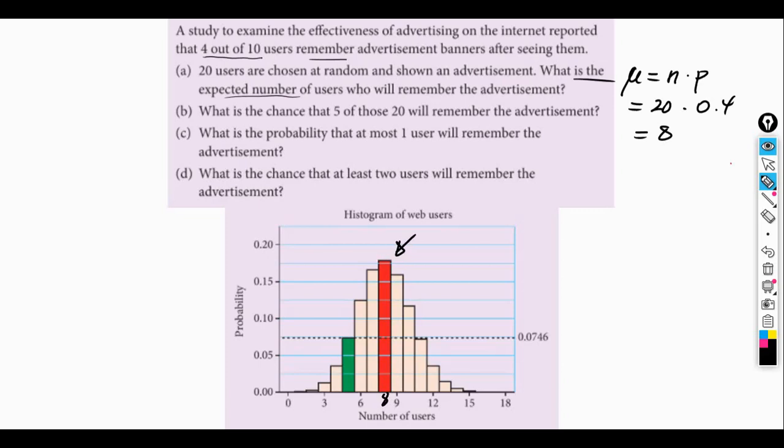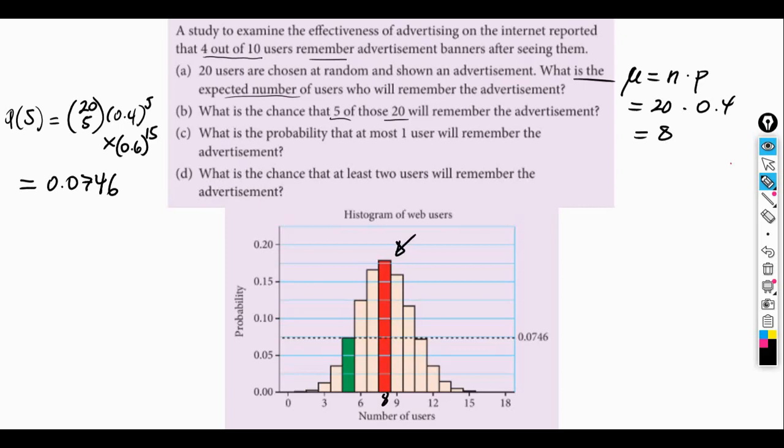For part B, it says, what is the chance that 5 of those 20 will remember the advertisement? So that is the probability that X is 5. So this would be, since there's 20 trials, we want 5 successes. Success rate is 0.4 to the 5, and this times the rate of failure, which would be 0.6, and 20 minus 5 would be 15. So if we plug this into the calculator, it's going to give us 0.0746.